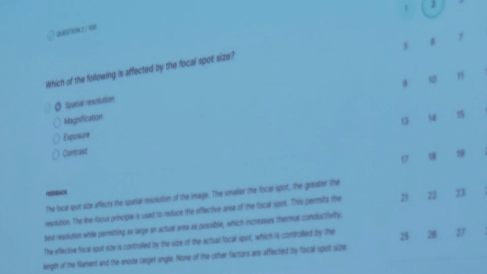And then finally, contrast, right? Focal spot size does not affect our contrast. Contrast would depend on things like energy of the beam, kVp, or it might depend on reducing scatter, so grids or OID. So number of X-rays would not affect contrast, because quality would affect contrast, but not quantity.